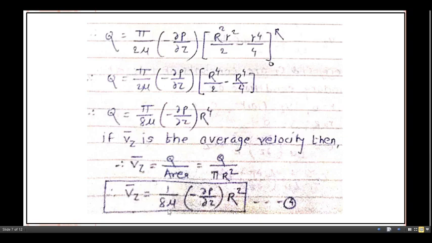So Vz bar is nothing but 1 upon 8 mu. This term we have written as it is, minus dP by dz. Then pi r square in the denominator, so r raised to 4 by r square, only r square remains. In this way we can get that relation for the Vz bar.